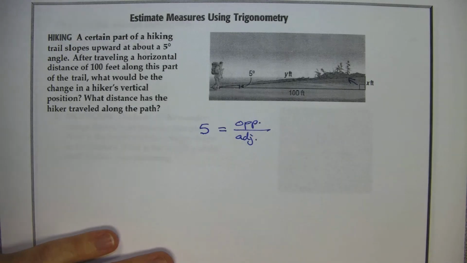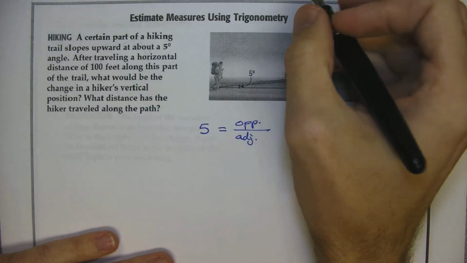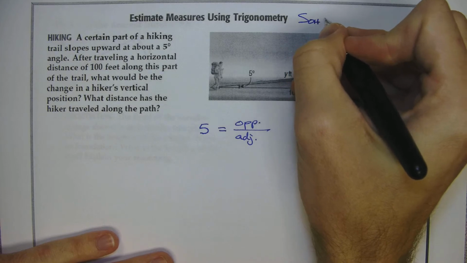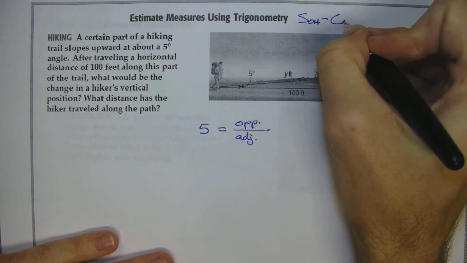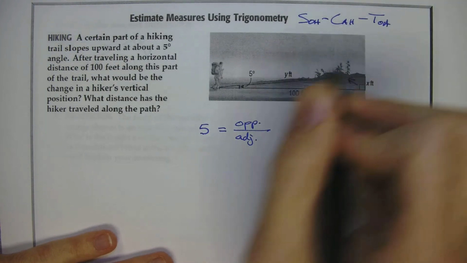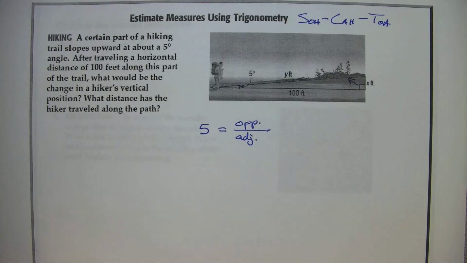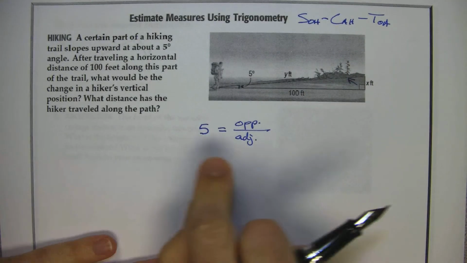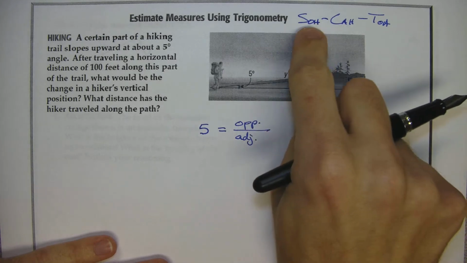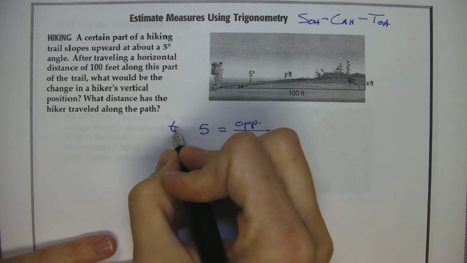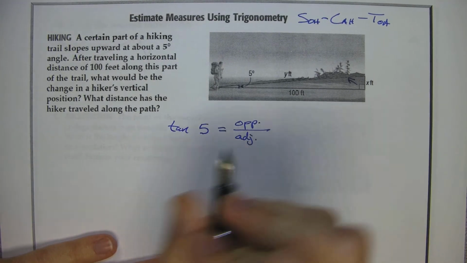Which of our trig functions does that relate to? Again, if you don't remember your ratios, use your mnemonic device. SO, CA, TOA. Which one of these seems to best match? Well, I've got opposite, so sine and tangent start with opposite. But notice we also have the adjacent side, so that rules out sine. This looks like a tangent problem. So I'm looking at the tangent of 5 degrees being equal to this ratio.